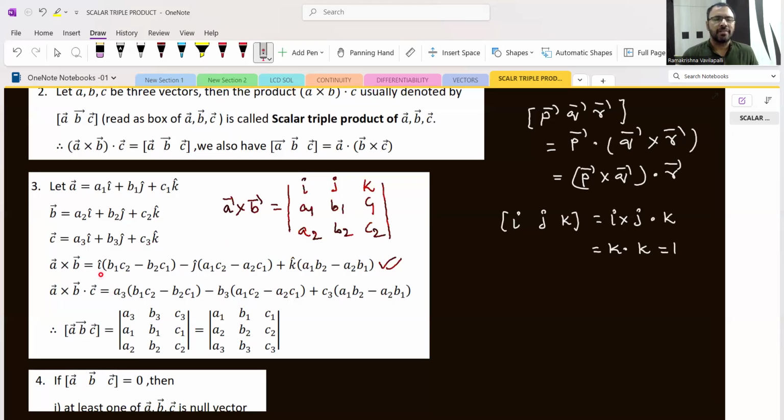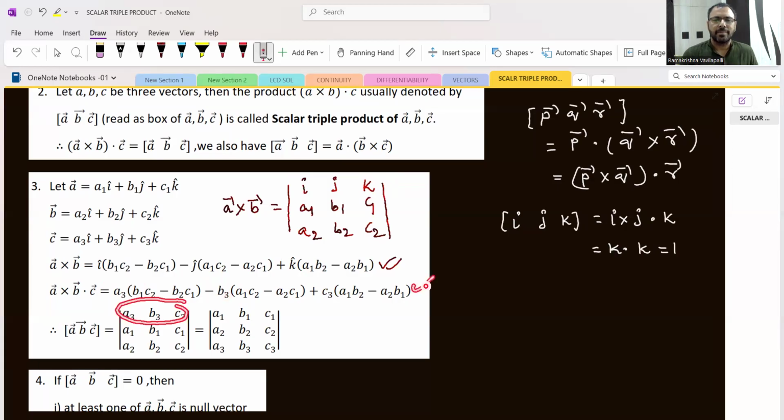Now, if you observe carefully, in place of I we got A3, in place of J we got B3, in place of K we got C3. So in place of I, J, K in the top row of the determinant, you just write A3, B3.